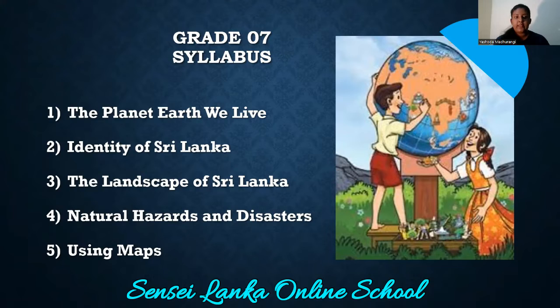So my dear children, there are 5. There are 5 units in grade 7 English medium geography syllabus. So, Pute, what are the names of these 5 units?